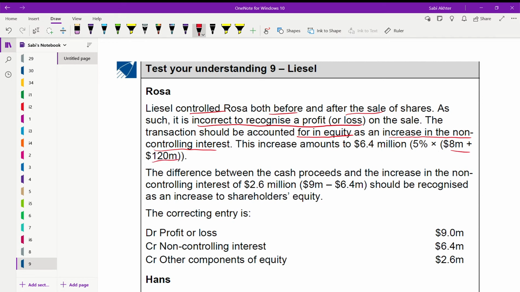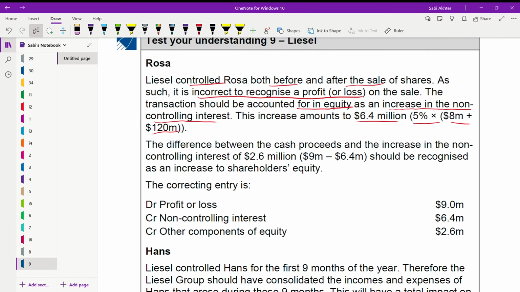Because NCI is not given. Remember when I told you NCI is not given? Add the goodwill plus the net assets and take 5% because you are disposing of 5%, which means NCI is increasing by 5%. So 6.4 million. Now you have to correct the accounting treatment. This type of question is very, very common in your exam. You have to be prepared 100%. You'll be getting some questions where you have to correct the entry.